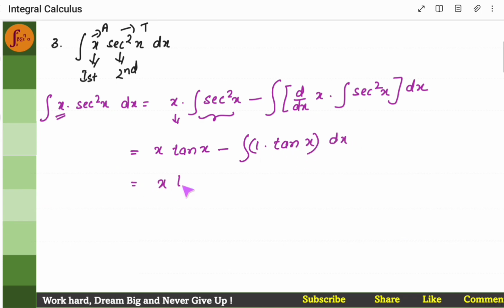So, x tan x minus, what is the integral of tan x? It's log of secant x plus c. So, this is the answer.